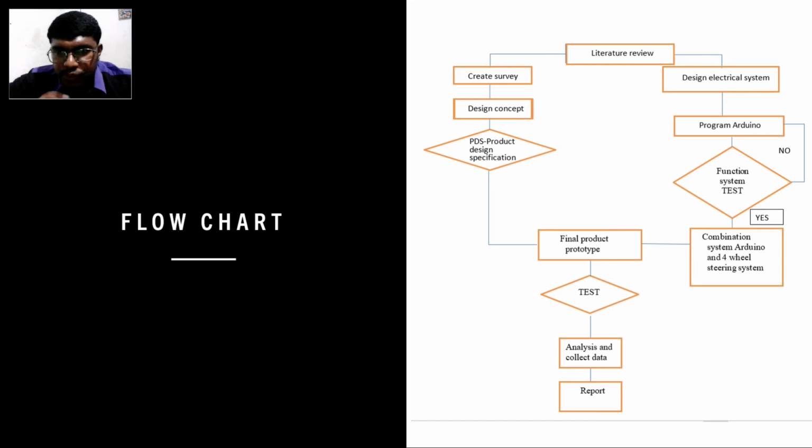can function well. Then, for the combination of the Arduino system and the four-wheel steering system, we have to connect it with the front servo and rear servo with the help of the Arduino system. Then, for the final product prototype, we test the product, analyze and collect the data, which means we collect the data of the turning radius of the vehicle with two-wheel steering system and four-wheel steering system. And we can continue with the report.